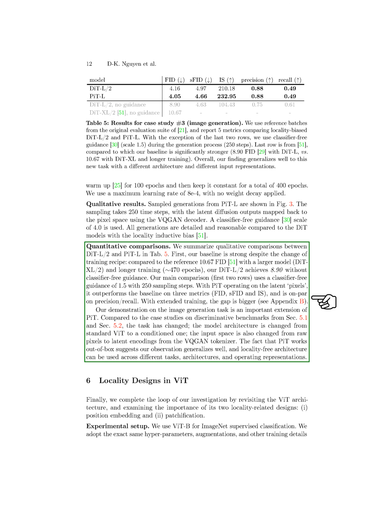In terms of quantitative comparisons between DIT-L2 and PIT-L, we summarized the results in a table. Despite changes in the training recipe, our baseline DIT-L2 model achieved a competitive FID score of 8.90 without classifier-free guidance, outperforming a larger model, DIT-XL2, with longer training. When employing a classifier-free guidance of 1.5 with 250 sampling steps, PIT operating on the latent pixels surpassed the baseline on several metrics, FID, sFID, and IS, and performed equally well on precision and recall. With extended training, the performance gap further widened.